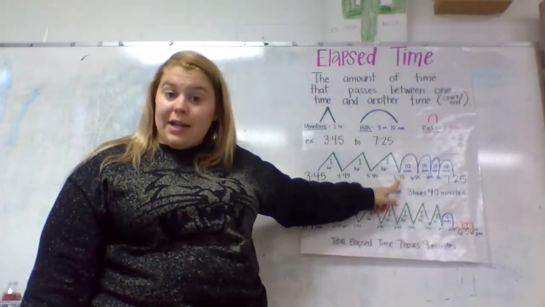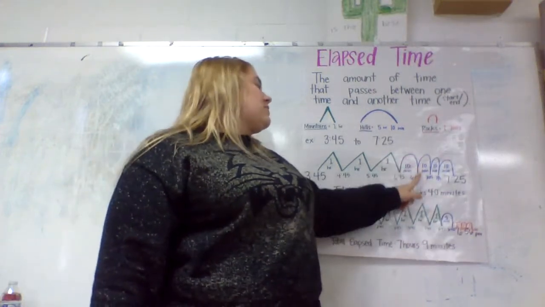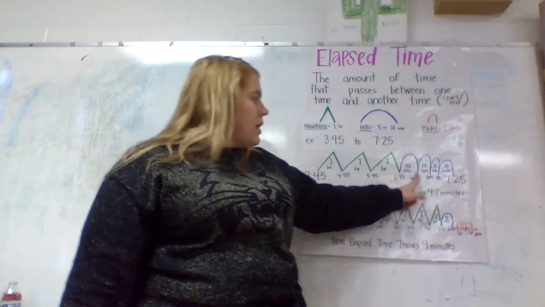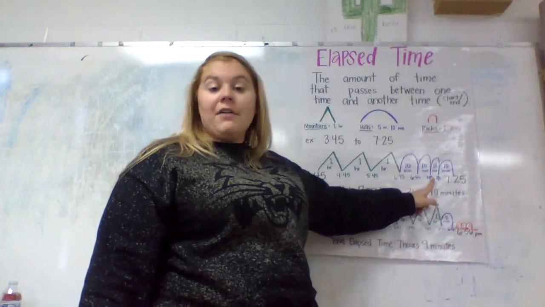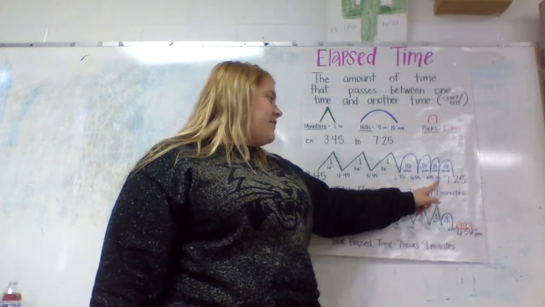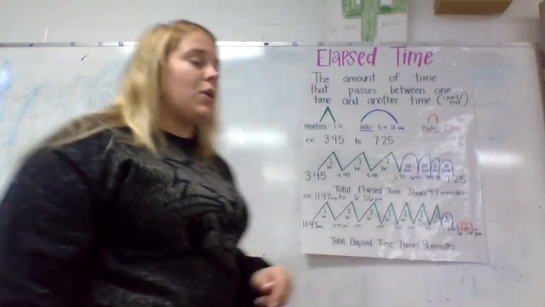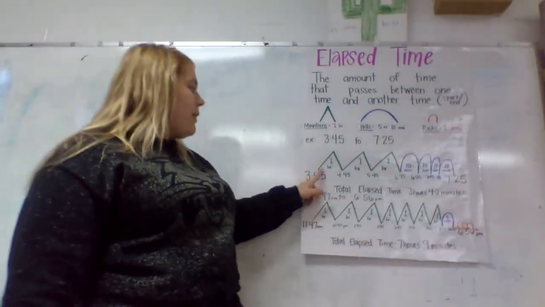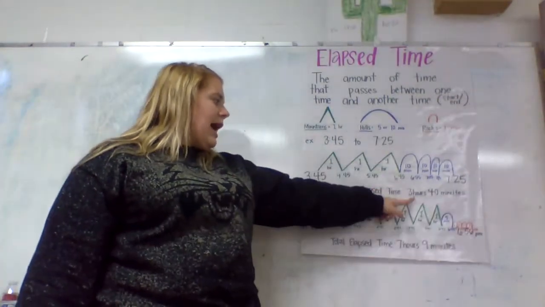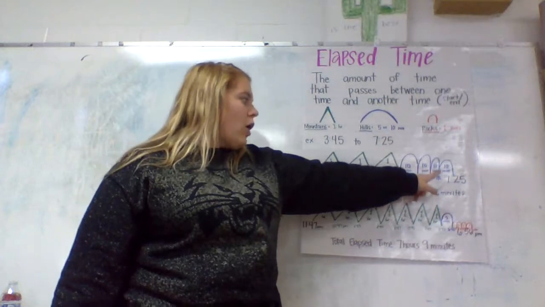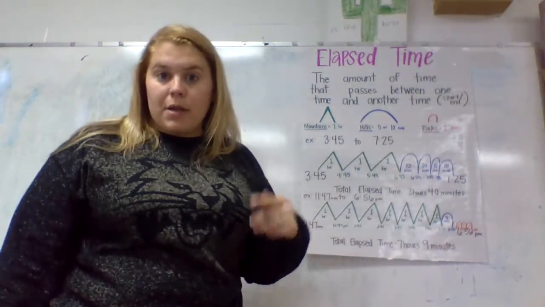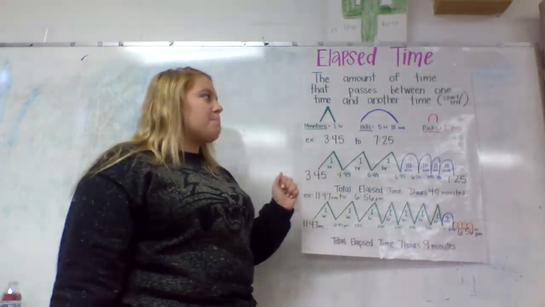So then I'm going to count in increments of 10 minutes. I can go 10 minutes to 6:55, another 10 minutes to 7:05, another 10 minutes to 7:15, and another 10 minutes to 7:25. So my time would be 1, 2, 3 hours. And then I have 4 groups of 10 minutes, so 40 minutes, 3 hours and 40 minutes.